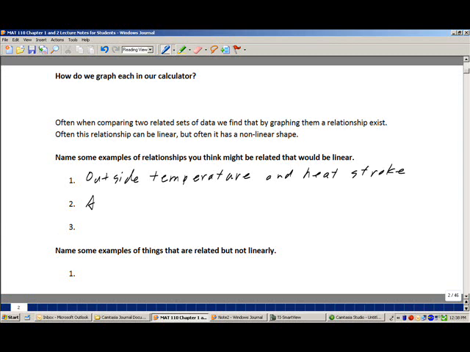One that happens quite often is the amount of education and salary. You make more money the higher your education. That's been proven. That's why you guys are in a math class trying to learn math and get a higher education to make more money in your life.